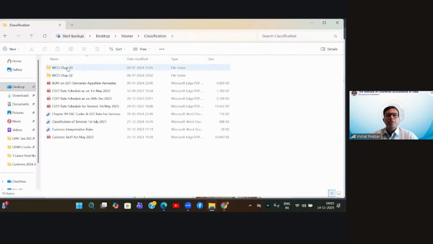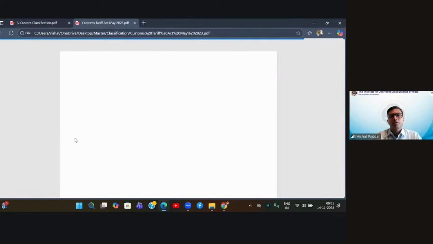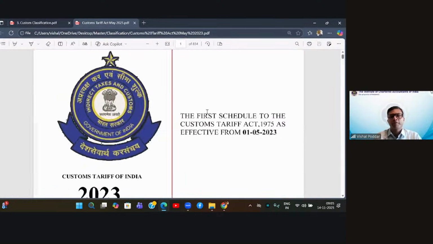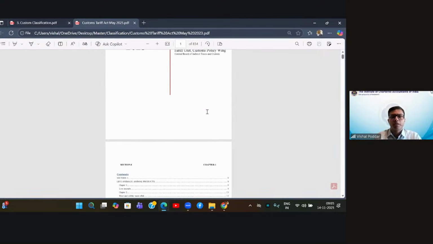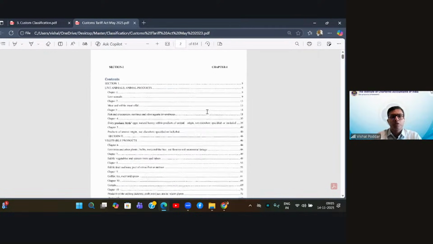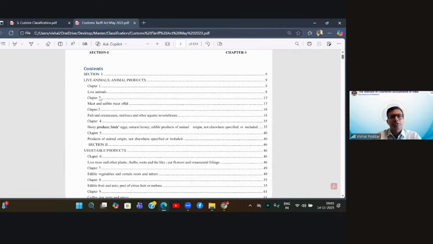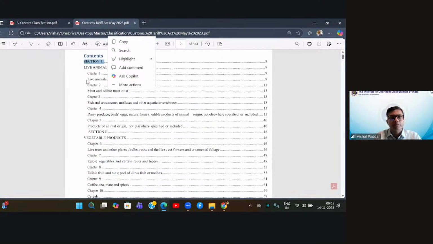See, I've taken two chapters as sample, WCO chapter 20 and 22. But before that, the whole tariff. Now we are talking about customs tariff, so I'll show you for the whole tariff. This is the last updated tariff as on 1st May 23. So see, you have sections. Section 1. We have a total of 21 sections, right? Now this section has so many chapters. Chapter 1, Chapter 2, Chapter 3, Chapter 4.